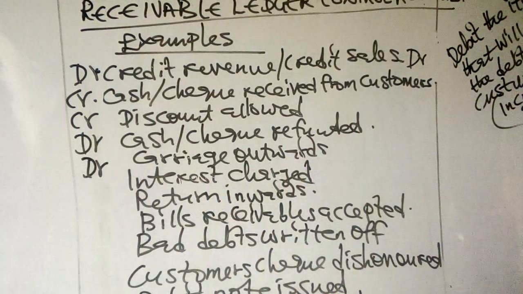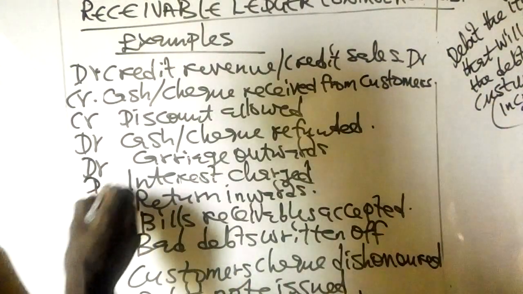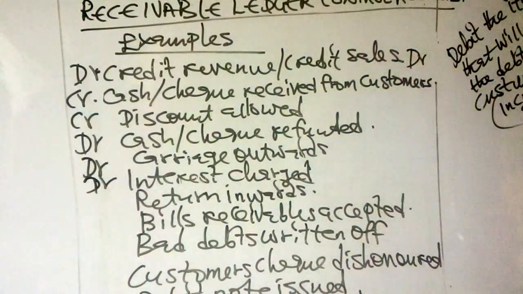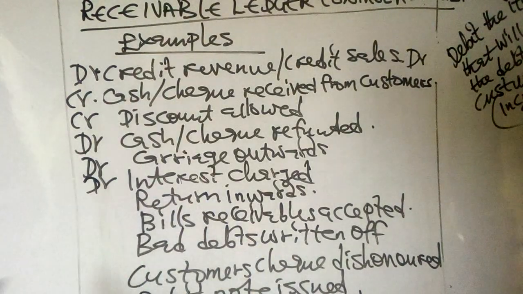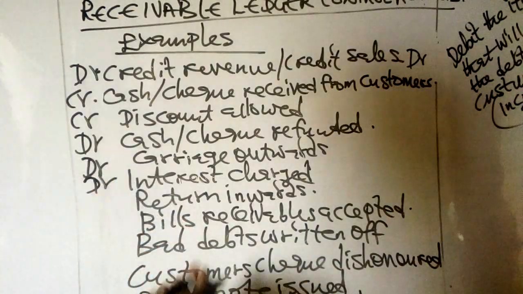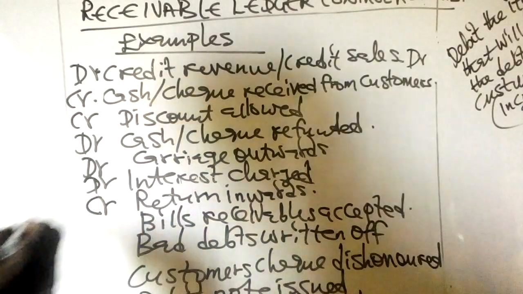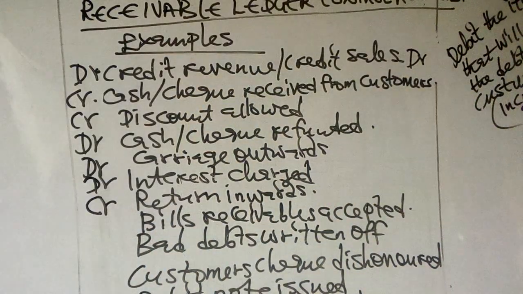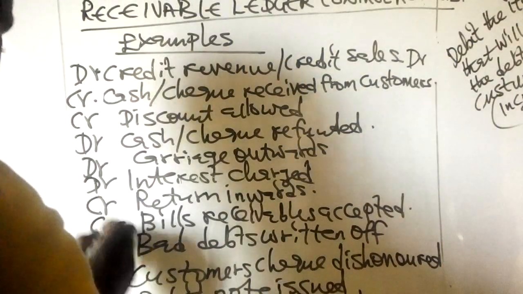When you charge customers interest for not making an immediate payment, that means the amount the customers are owing, which will be paid in future, will increase. So you debit the interest charge. Returns inwards: after sales, the customer returns part of the goods to you. So this will lead to reduction in the amount they were owing since those goods have been returned. So since it leads to reduction, you credit it. Then bills receivable accepted. Bills receivable also leads to reduction, so you credit it.